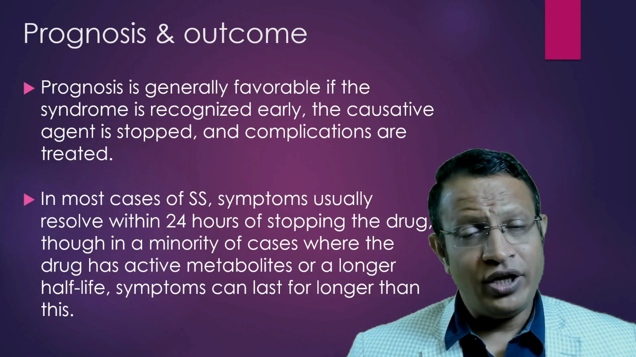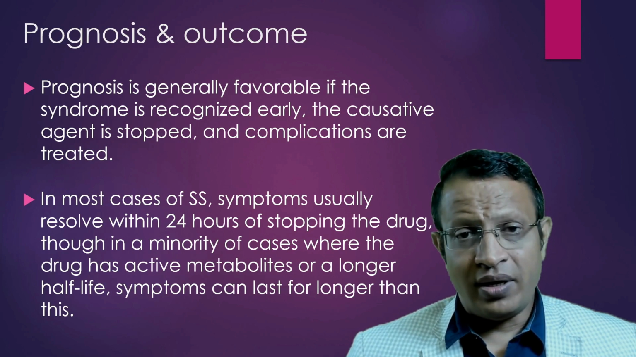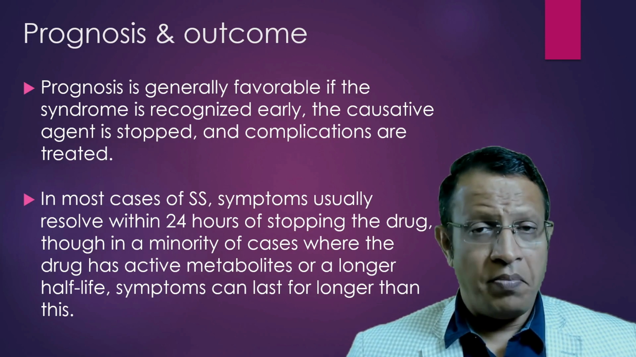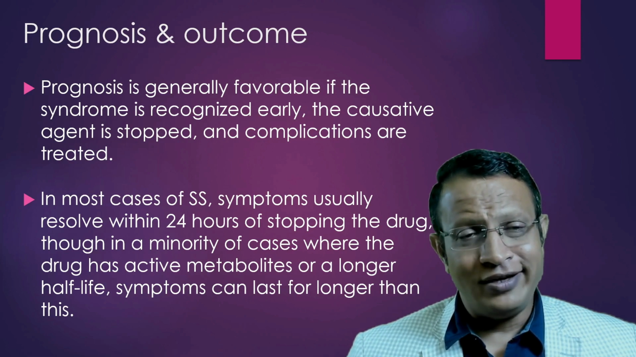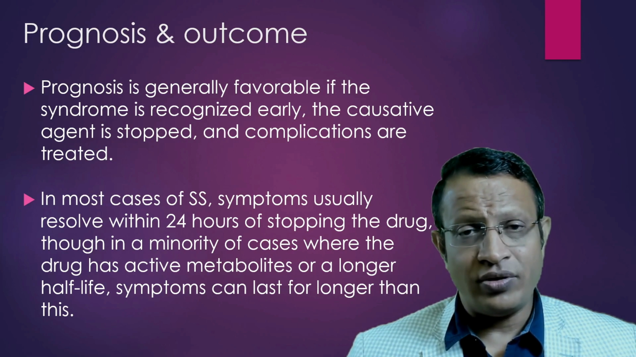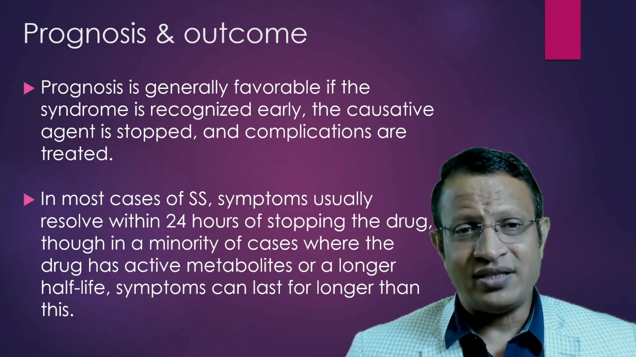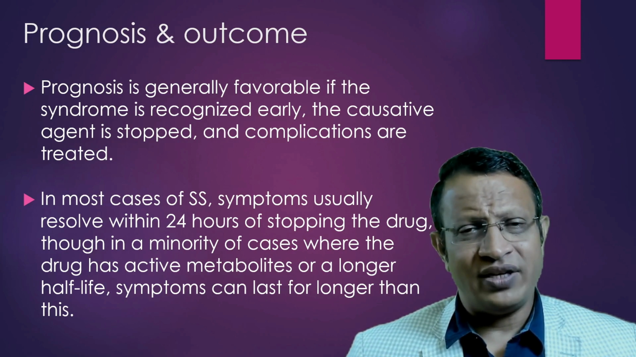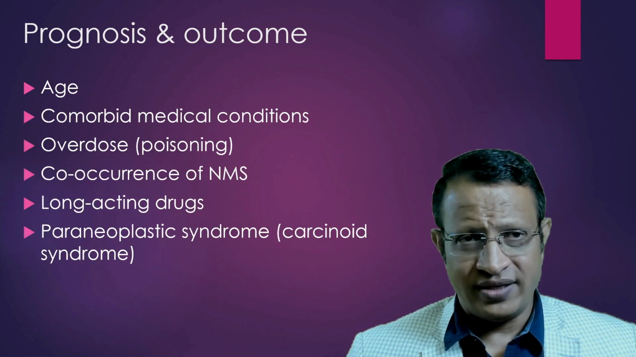But you also need to know the prognosis. Prognosis is very favorable in serotonin syndrome, but you need to identify it early, stop the offending drug, and treat the complications which arise. In most cases of serotonin syndrome, after stopping the offending drug, the symptoms start improving within 24 hours. Only in a minority of cases can the serotonin syndrome last for 1 to 2 weeks.